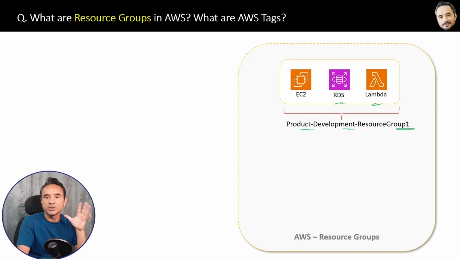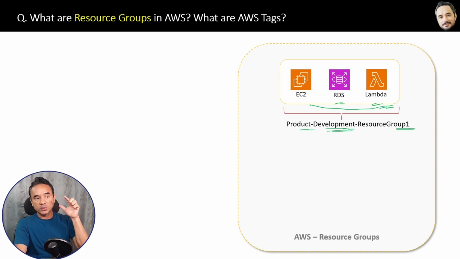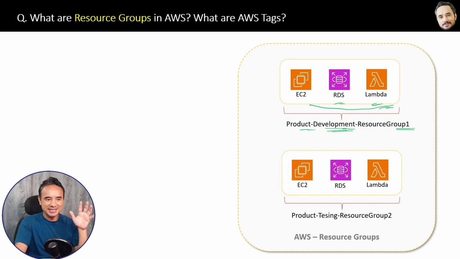Now the question is, why we have created this resource group? Because now all these resources will be grouped together under this development resource group, and only the development team will have the access to it. Later, when the development of the application is done, you can create the similar set of resources for the testing team. Okay, so these are different resources of the same service.